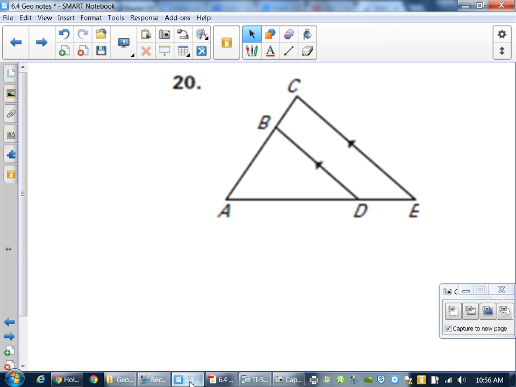Now, if you look at it, you've got your parallel lines at CE and BD. Well, that angle has to match up to this one because they're on the same side in the same position. They're corresponding. Because if you extend this out, that's how that works. It's just a matter of twisting it around and looking at it from a different perspective.